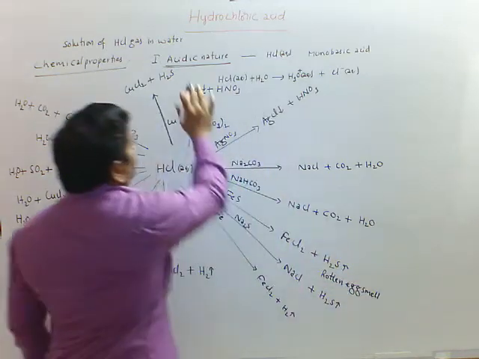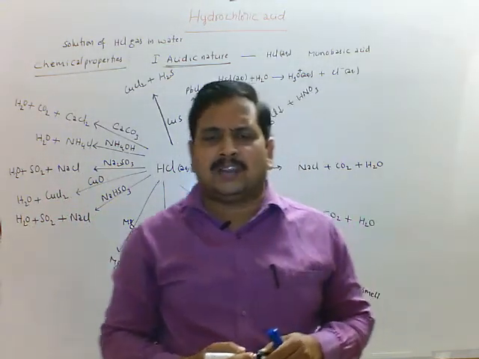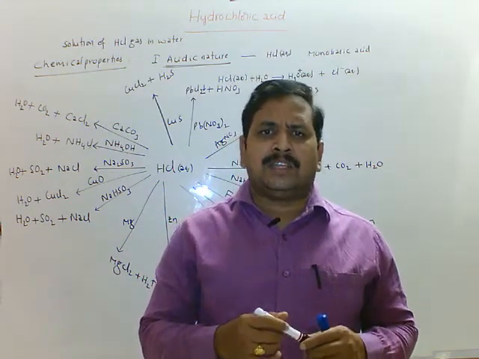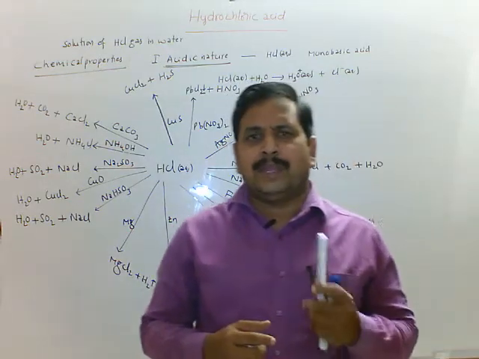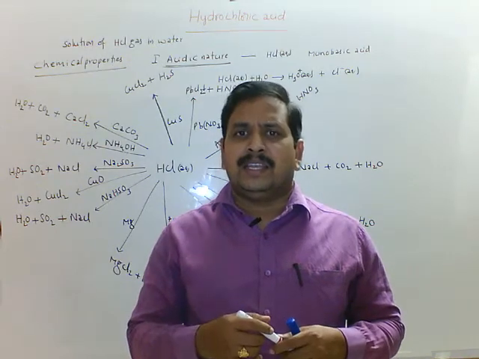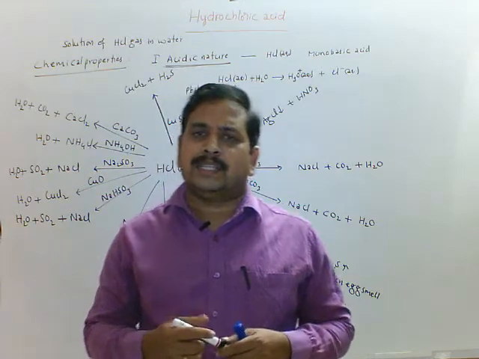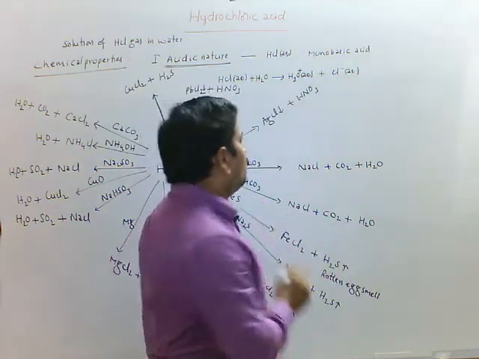Here one more thing, hydrochloric acid in water acts as electrolyte, but in benzene or in toluene it acts as a non-electrolyte. That means hydrochloric acid does not act as an acid in benzene and toluene. Why? Because it does not furnish H plus ions in benzene or in toluene. So that is very, very important.